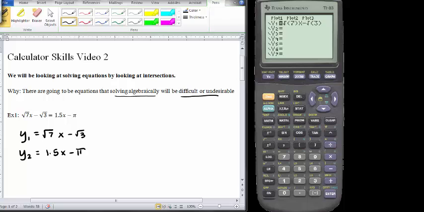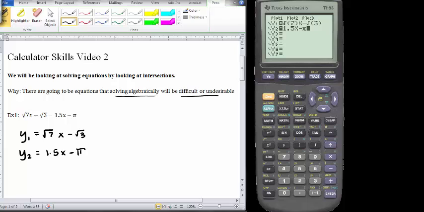To get to y2, you just arrow down, and I'm going to type in 1.5. Again, the x key is over on the upper left-hand corner, and then minus, and now I need the pi key. We're not going to use the approximation of pi because we want the most accurate answer. So we're going to actually use the pi button in the calculator, which is over here on the right-hand side. So I'll press second and pi.